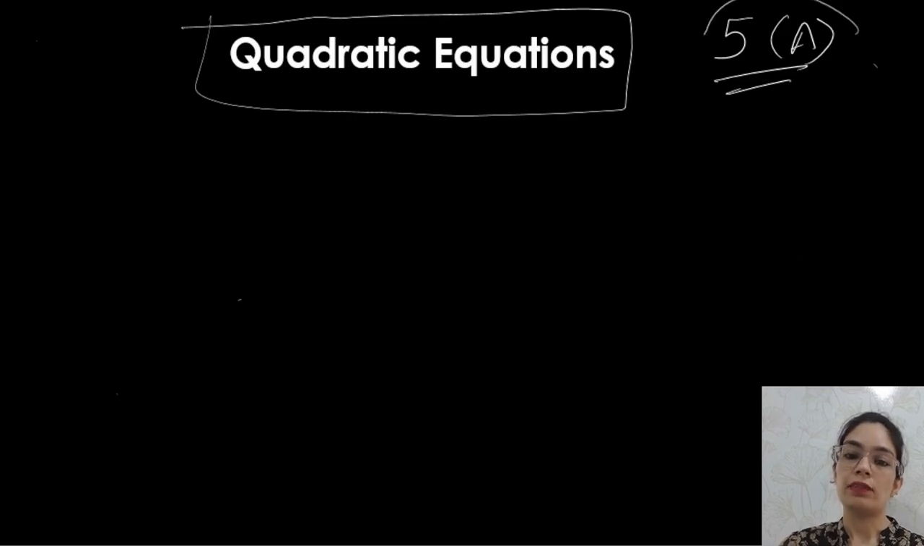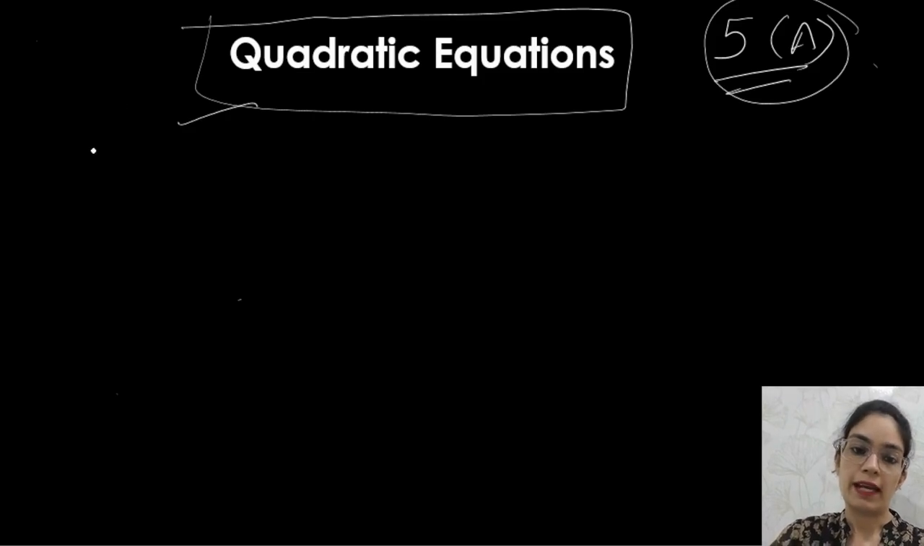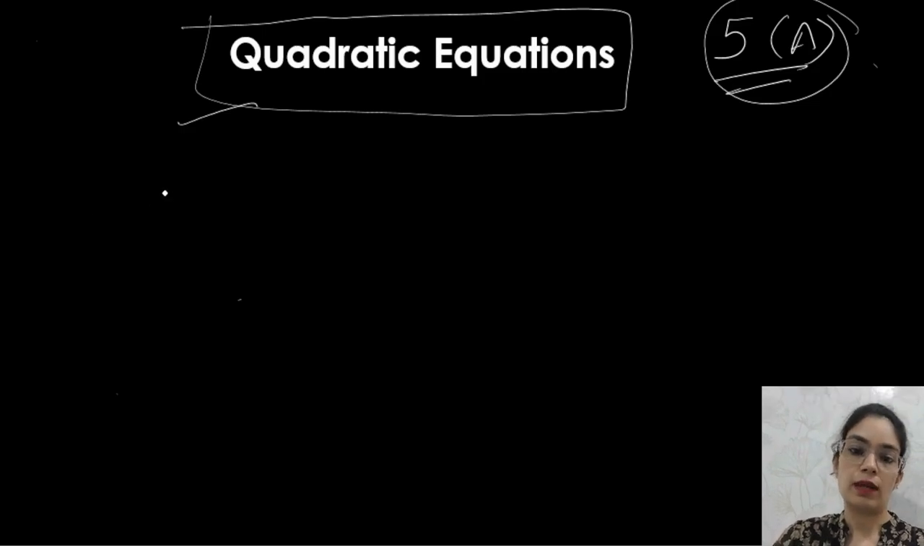Before I start with the exercise, I am going to explain the concept which we are going to use while solving the questions of this exercise. So let's start. Quadratic equations. What is the meaning of quadratic equations? Any equation in which the highest degree of the variable is 2. Let's try to understand this with the help of examples.